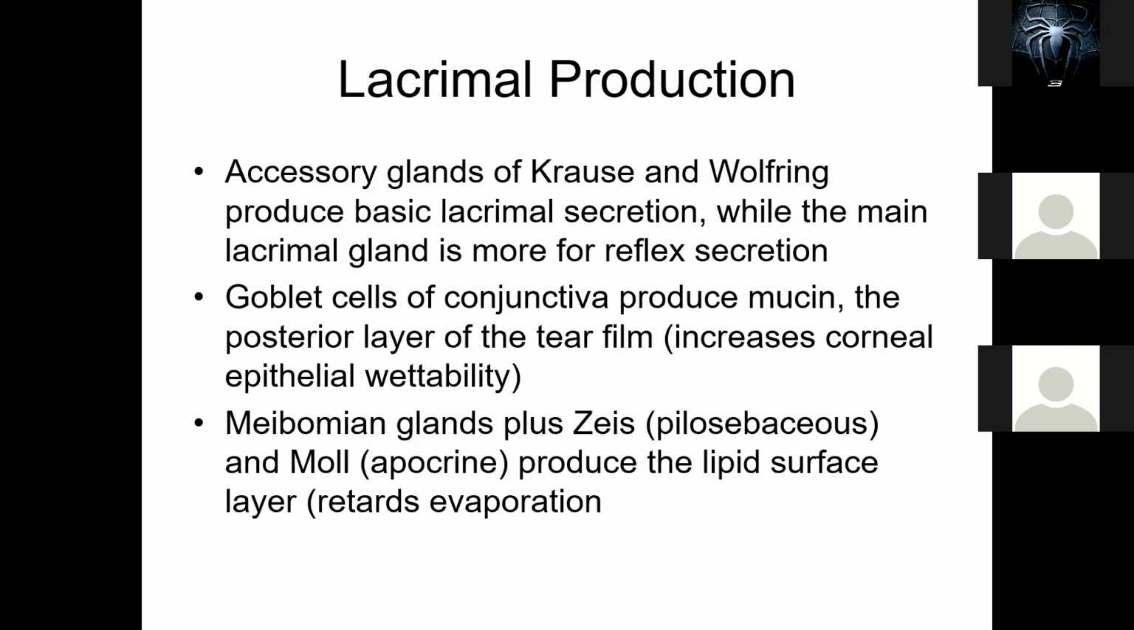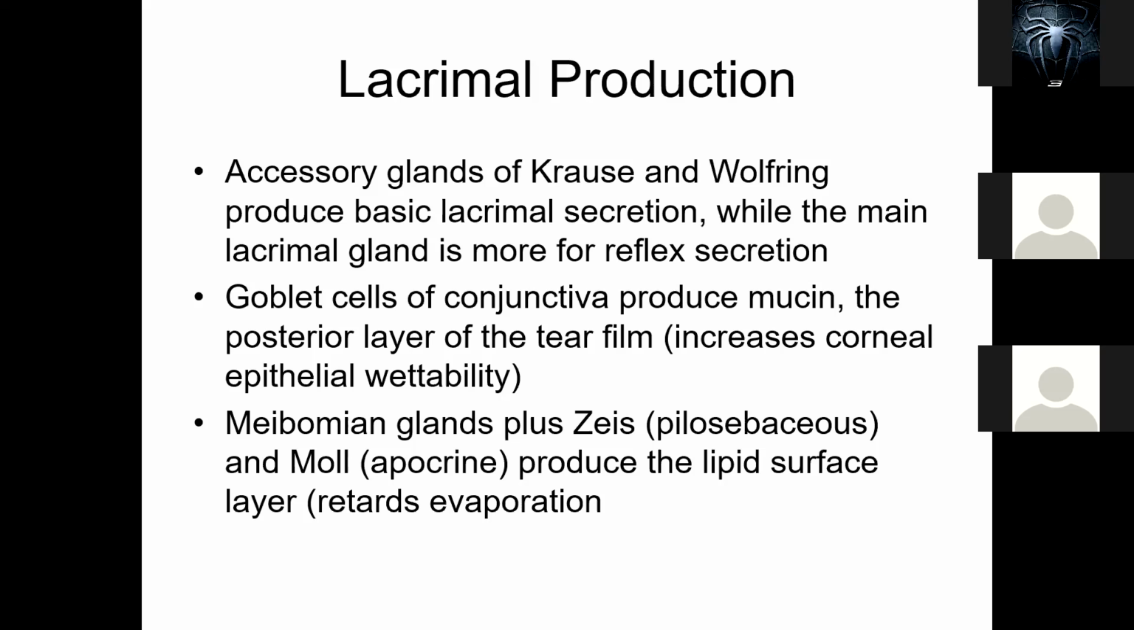So the tears that are produced from our eyes are largely from two main accessory glands. One, the Krause and the Wolfring glands. Okay, so they produce the basic lacrimal secretions that moisten the eye, while the other large gland in there is more for reflex. So maybe when something falls on the eye, for instance, that sudden onset of tearing that comes upon the eye is more from reflex secretion.